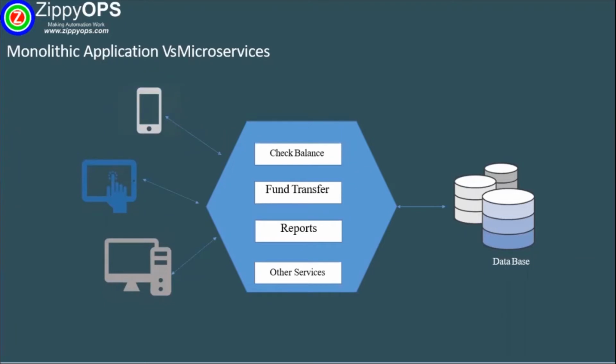Okay. This is the first problem in the scaling. So you will be unnecessarily scaling the application. At the same time, you will not be able to scale up the application in a faster manner. This is the first problem with the monolithic.